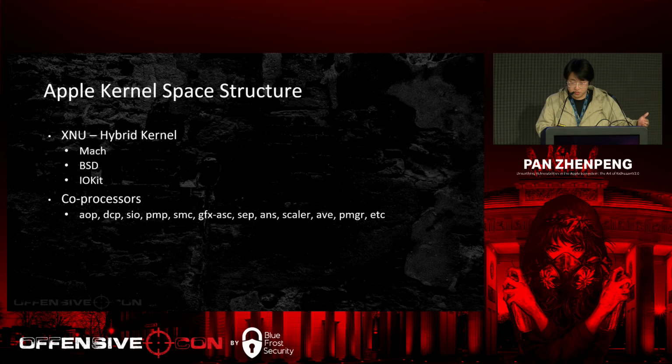XNU is Apple's kernel. It's a hybrid kernel that consists of three parts: Mach, BSD, and IOKit. Apple devices also have several coprocessors, like the always-on processor, the display control processor, the Smart I/O, and the secure enclave processor, which work together with the application processor.